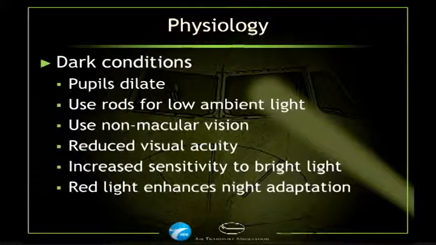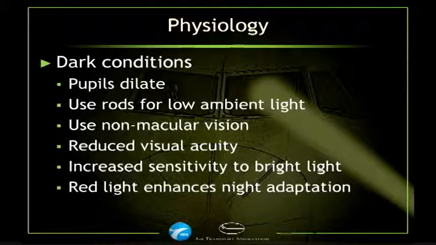As far as physiology, in dark conditions, what we have is the pupils dilating. So you're attempting to bring in more of the light that's available. You switch to use of the rods, and it's not a 100% switch. The rods dominate in low light conditions, and that's why you can perceive the light, but your visual acuity is not as much. So you're using that non-macular vision, the one more on the periphery.